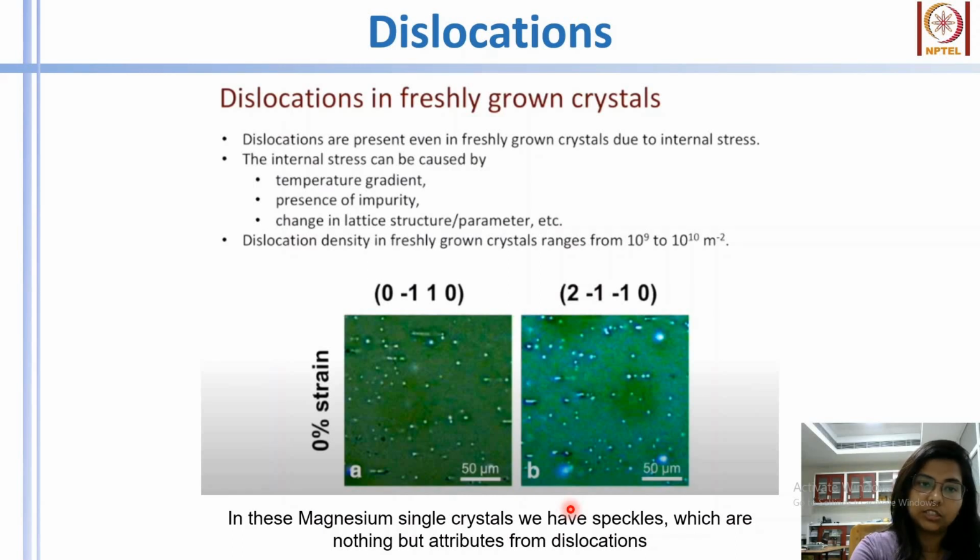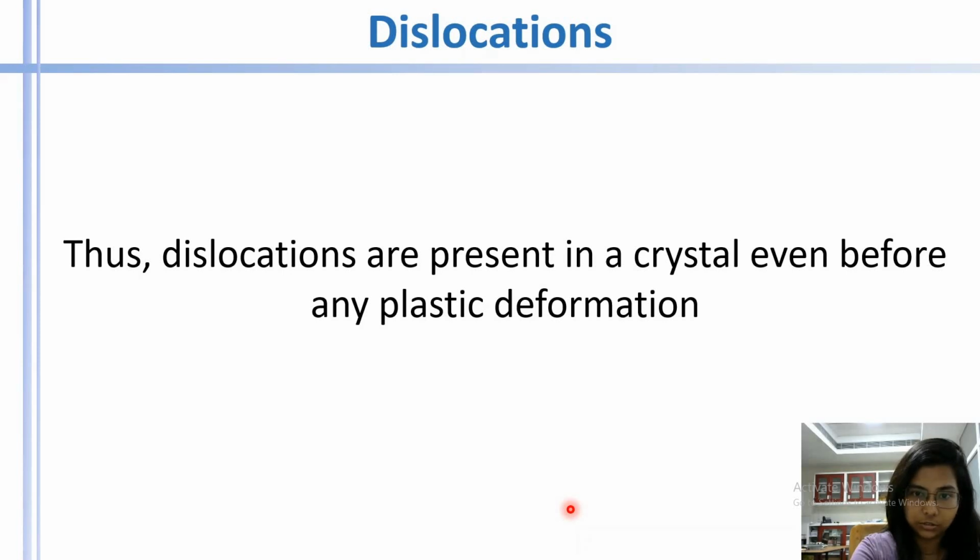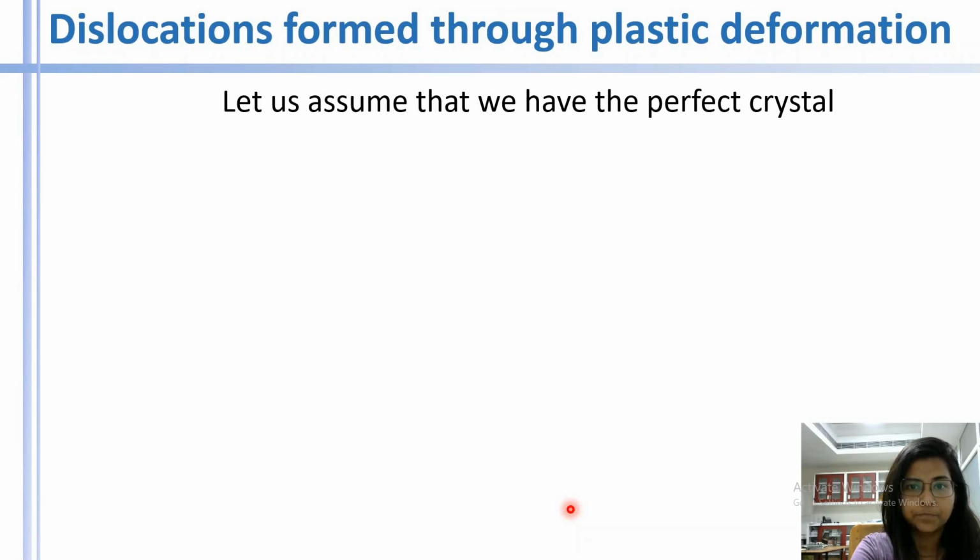So dislocations are present in freshly grown crystals also, and it is these dislocations which are present in a crystal even before any kind of deformation or any kind of plastic deformation. Okay, so this is the important feature of dislocations.